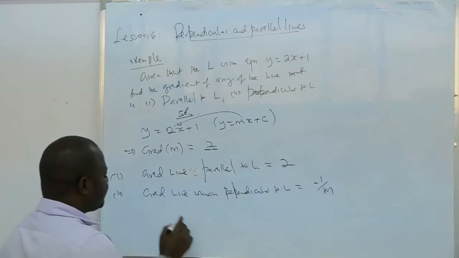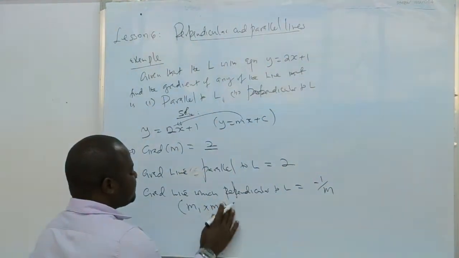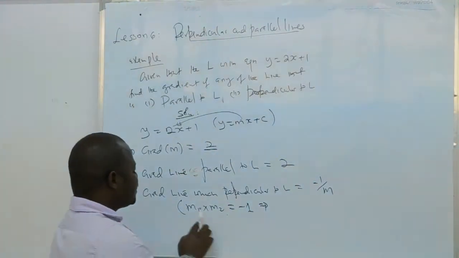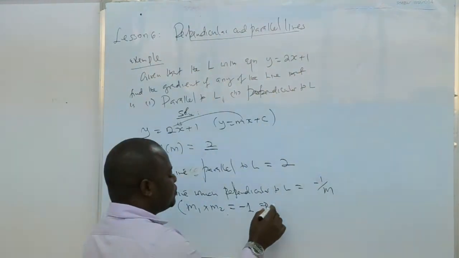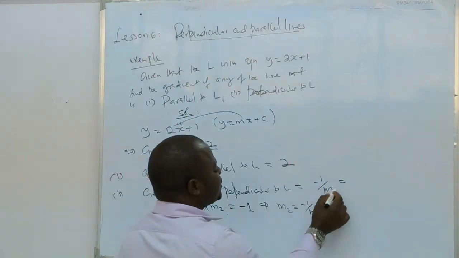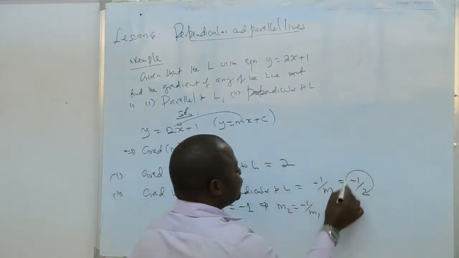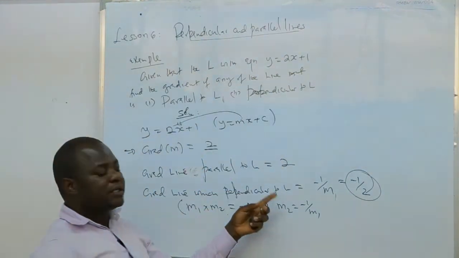Where does it come from? We said if I have m1 times m2, it should give me -1. So this implies that I know m1, and I want to find m2. So m2 will be -1 over m1. When you put in m1, which is 2, we get -1 over 2. So that's the gradient of the line that will be perpendicular to this.